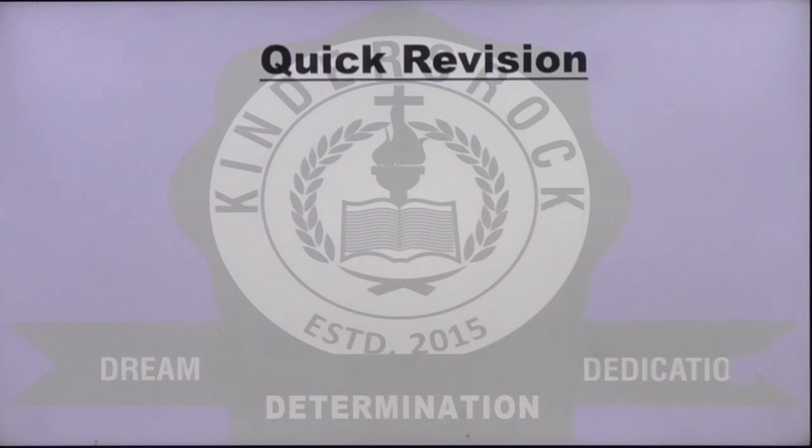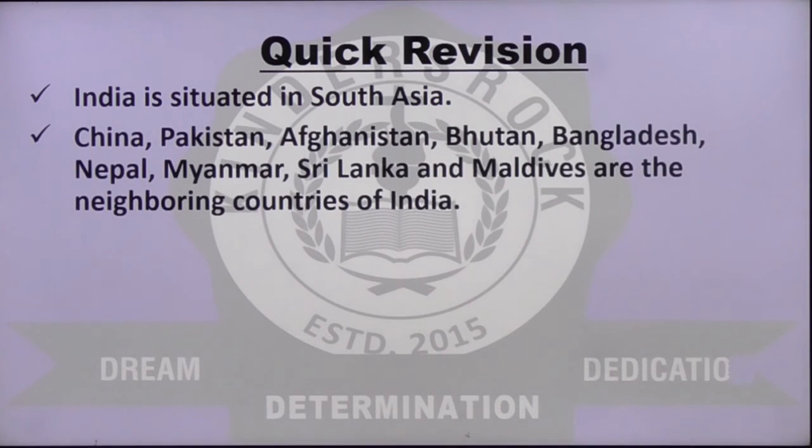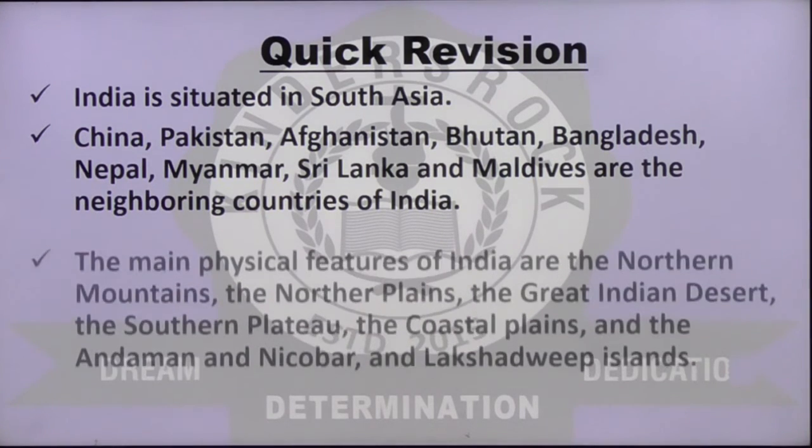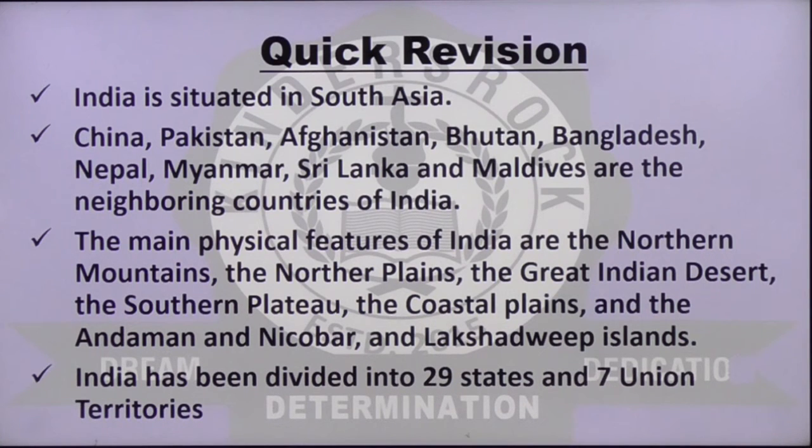Okay, now let us have a quick revision. India is situated in South Asia. What are the neighboring countries? China, Pakistan, Afghanistan, Bhutan, Bangladesh, Nepal, Myanmar, Sri Lanka, and Maldives. How many are they? 9, aren't they? Okay, there we have. The main physical features of India are the northern mountains, the northern plains, the Great Indian Desert, the southern plateau, the coastal plains, and the Andaman Nicobar and Lakshadweep Islands. Okay, and India has been divided into 29 states and 7 union territories.